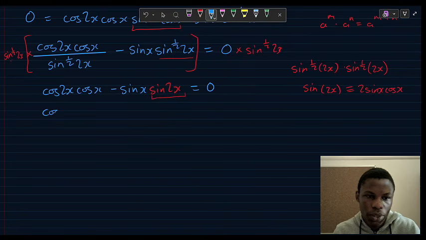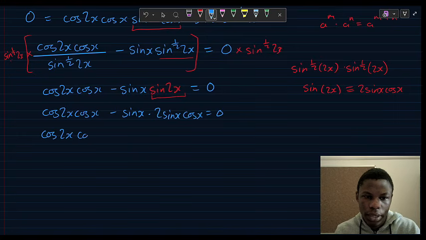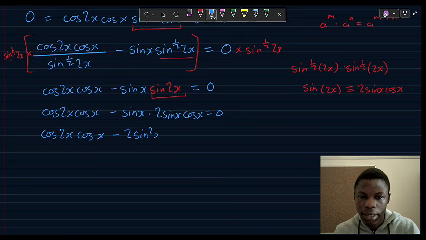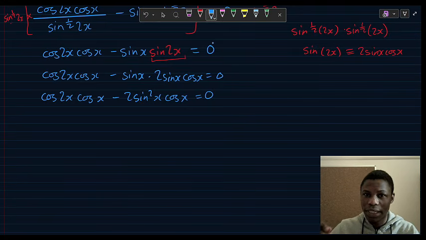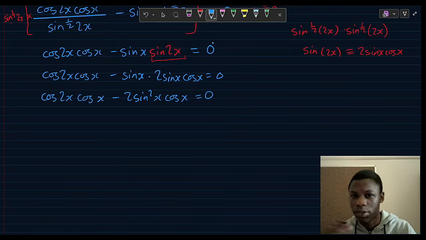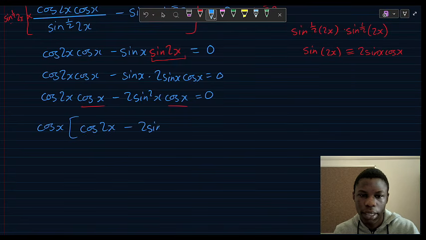This is identical to 2 sine x cos x from the MF19, so that we can rewrite this. So I'd end up with cos 2x cos x minus sine x, and this is being multiplied by 2 sine x cos x. This is all equal to 0. So that's cosine of 2x cos x. Then here I've got sine x times sine x, so I've got 2 sine squared x cosine of x is equal to 0. And I'm just holding off expanding cosine of 2x because I want to see which identity for cosine of 2x makes sense, because remember I've got 3 options. And so I can see a cos in both terms, so I'm going to factor that out. Cosine of x times cos 2x minus 2 sine squared x.